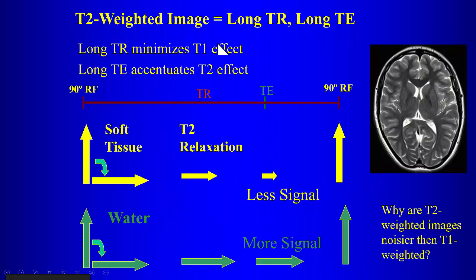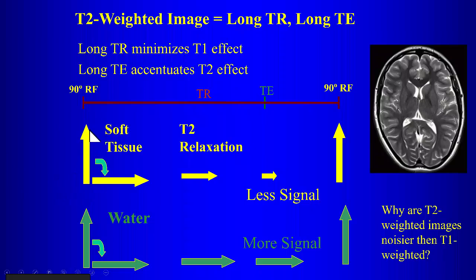T2 is also easy. What is T2? Long TR, long TE. Okay? That long TR will minimize the T1 effect. The long TE accentuates the T2 effect. So what does this mean? So if I have a long TR, the distance from my last 90-degree pulse to my next 90-degree pulse, all of this longitudinal magnetization has recovered.